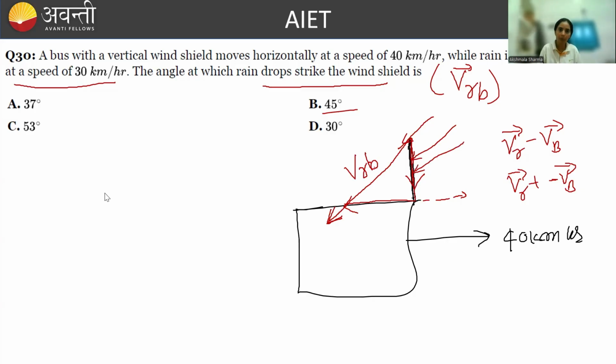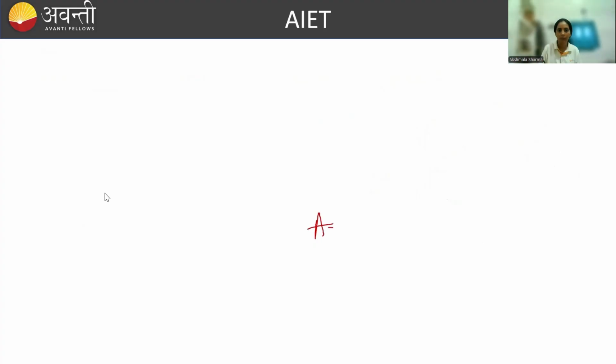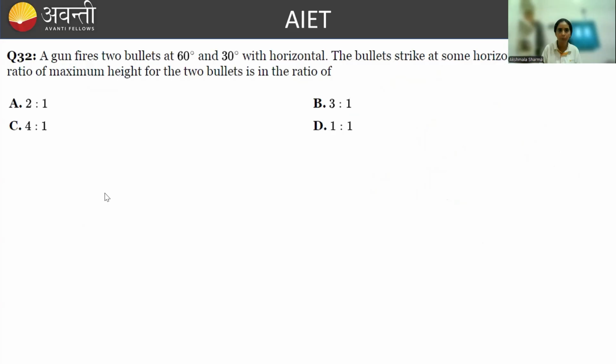So we have to calculate the angle with the windshield. That is, this angle we need to see. So this is 40 and this is 30. 40 is the speed of bus, 30 is the speed of rain. So if you calculate here, tan theta will be 40 by 30, so this is your 4 by 3. So this will be equal to 53 degree. So the correct answer is your C. Answer will be C. Now let's move on to the next.